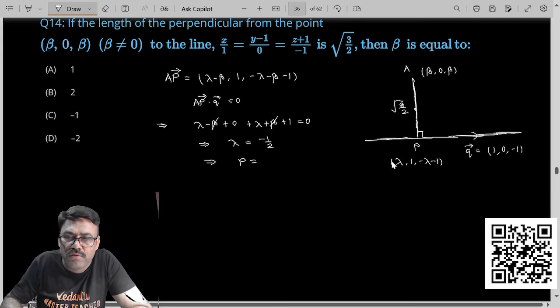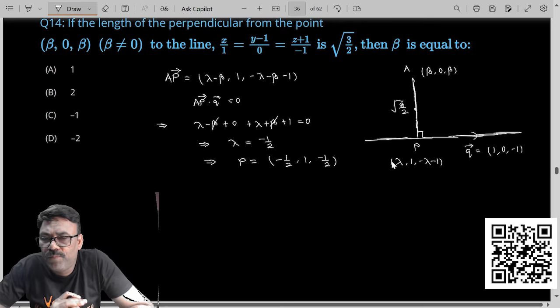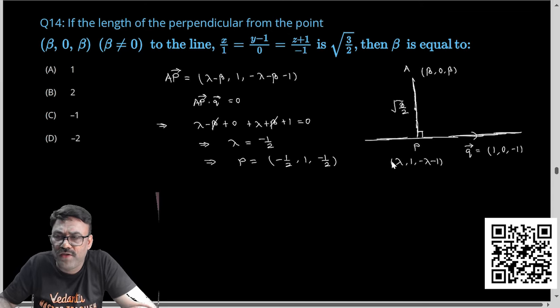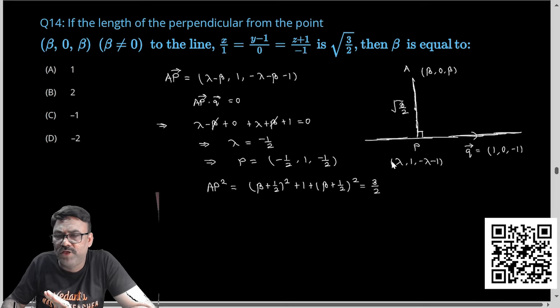So now you got the P point. P point is minus half, 1, and half minus 1, that is minus half. Now you can find this AP length. So AP square will be, with P as minus half, 1, minus half: beta plus half whole square, plus 0 minus 1 square, plus again beta plus half whole square. And this AP square is given: AP is root 3 by 2, so AP square will be 3 by 2.